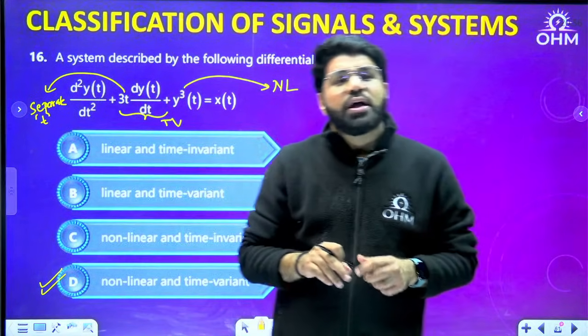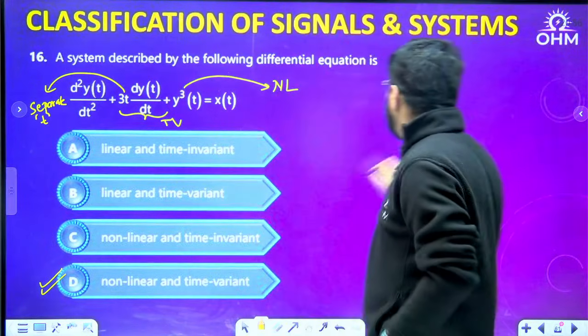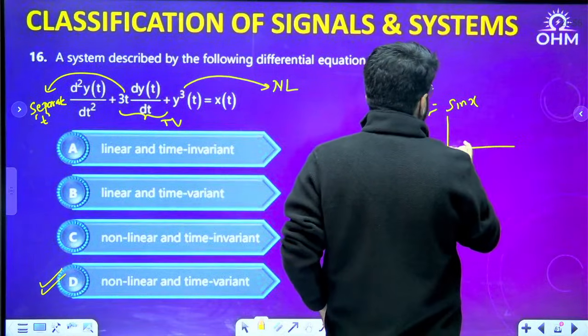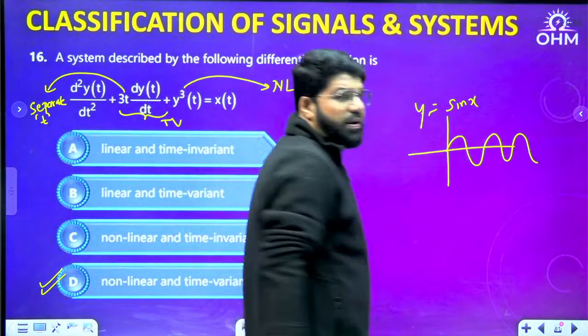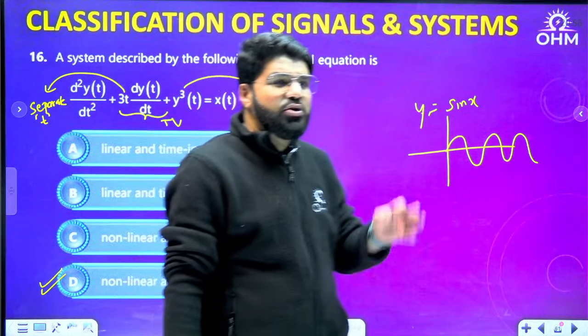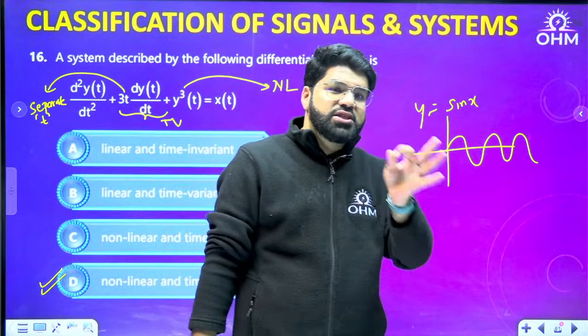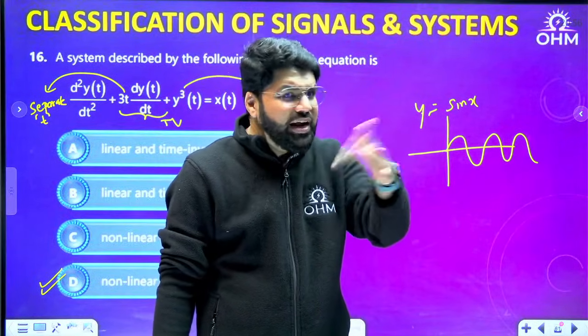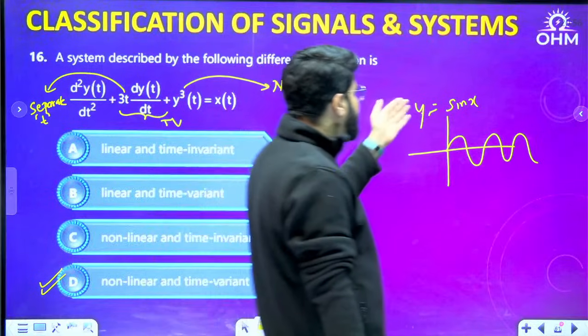Okay, Dharun, you are asking about sin x. See, the output is sine of x. What is the input versus output curve? Is it a straight line passing through origin? No, no. What is the y equal to sine x curve? Whenever you have y versus x as a straight line passing through origin, then only linearity. Otherwise, the official method is to try additivity and scaling.